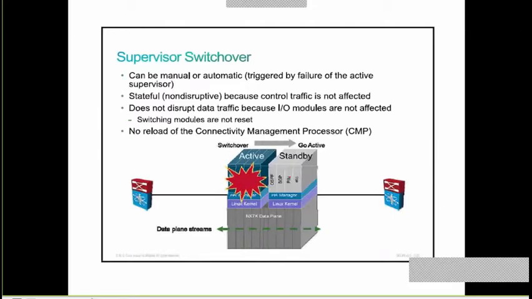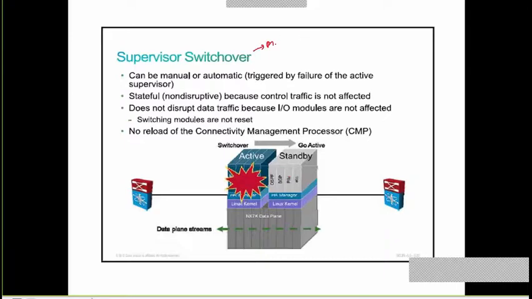Now, how do supervisor switchovers happen in the Nexus box? See, there are two types of methods over which the supervisor switchover happens. First is manual. Manual means if you are planning to remove your primary active supervisor, or you are doing some activity on the active supervisor, then you will do a manual switchover. Or automatic switchover, that means if your active supervisor fails or faces any problem, then the supervisor switchover will happen.